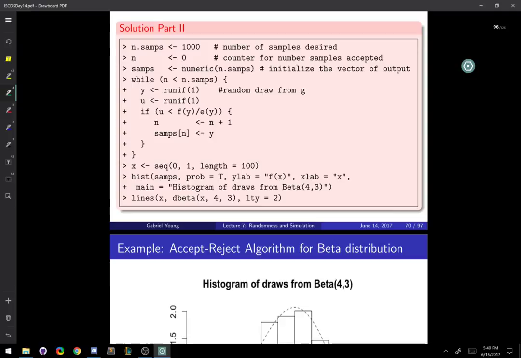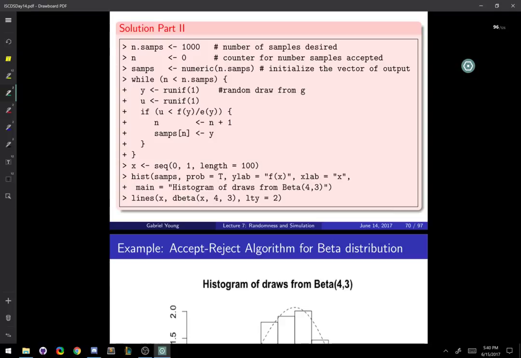Samps is a numeric vector. You could have made a repeated value of zeros and filled in the list, or you could have made a null list there. You had choices for samps. In the while loop, we're going to do this until the counter reaches the number of samps. In other words, once we've achieved 1,000, we'll stop. Does that make sense? It makes more sense to do a while loop than a for loop, because we can't specify the end goal when it's a random draw, right, when you're using a for loop.